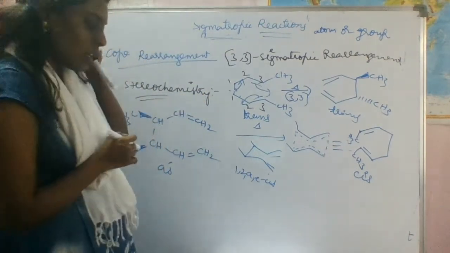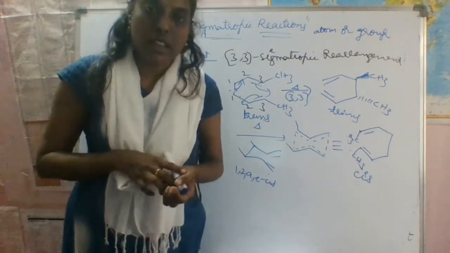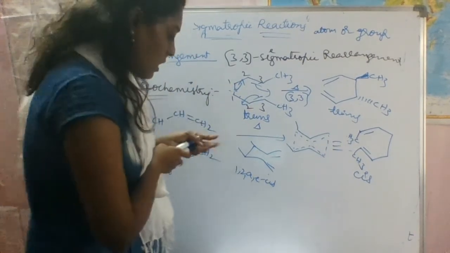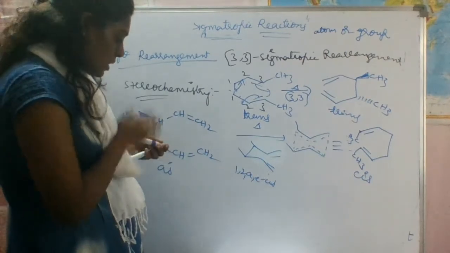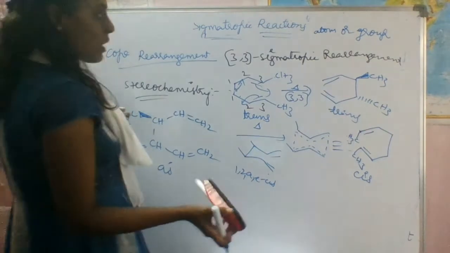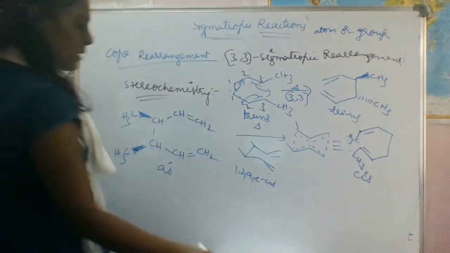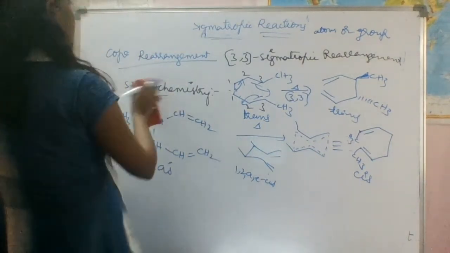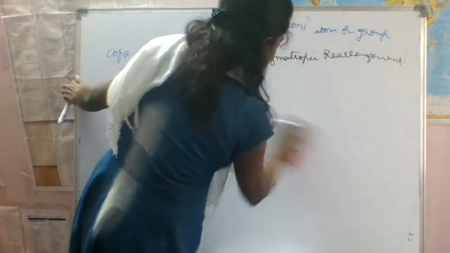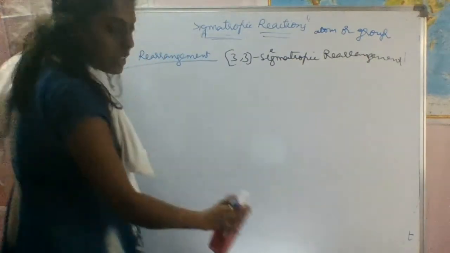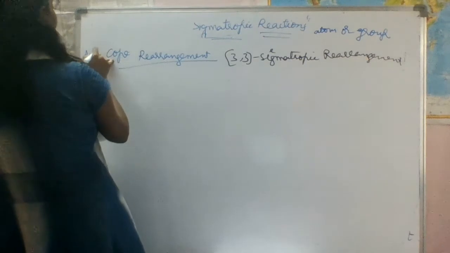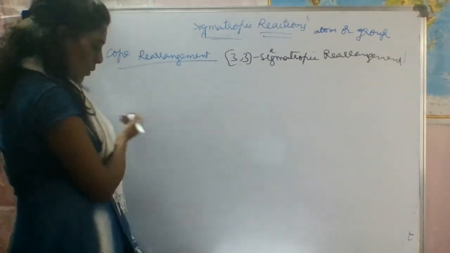So this is about the Cope rearrangement. Here aza-Cope rearrangement is there. Aza means there is a nitrogen, right? In this one, the only difference is nitrogen will be present. Instead of carbon, there is a nitrogen, then it is called aza-Cope rearrangement. Just carefully observe what this one is.